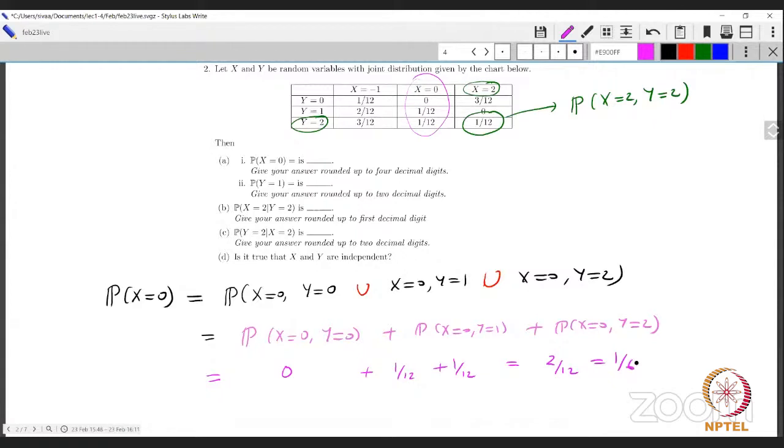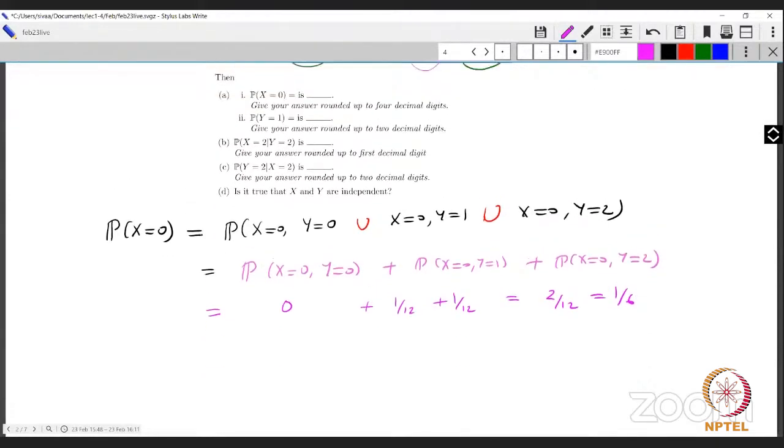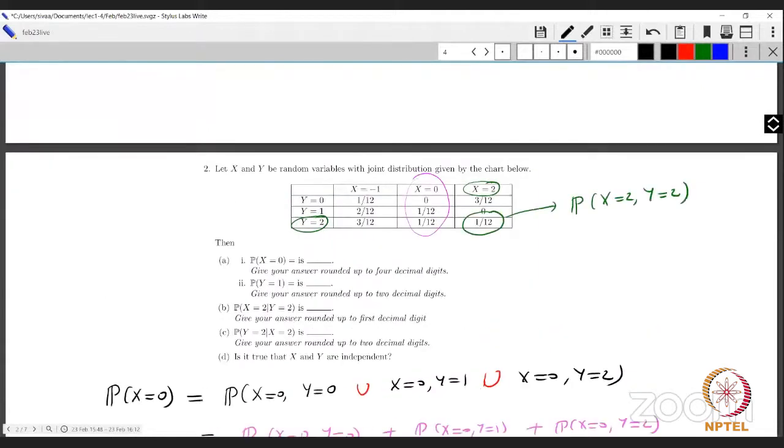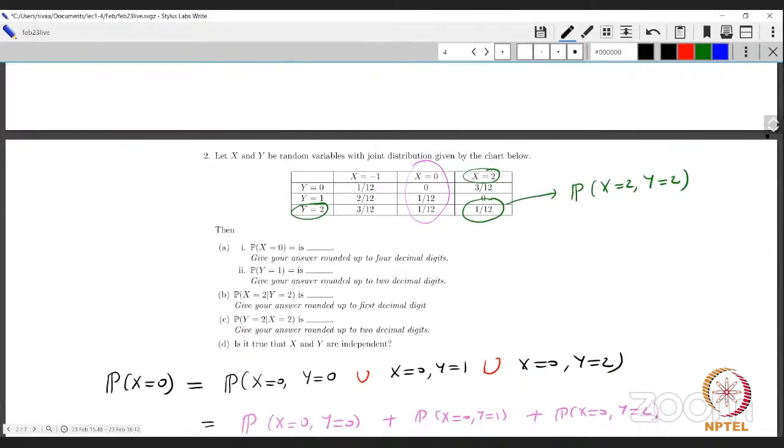Is that clear? You can let me know on chat if it's clear or not. Right, very good. So let's see now y equal to 1. How would you do it? Y equal to 1 the same way, right? Suppose you want probability y equal to 1. You look at what all values x can take when y is 1. You go up to the table again. When y is 1, x is minus 1, 0 or 2.